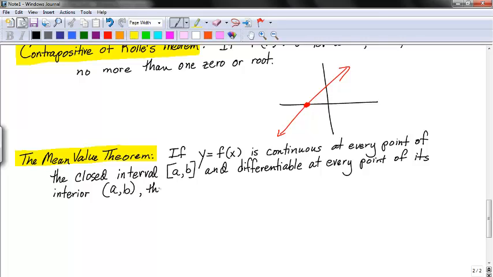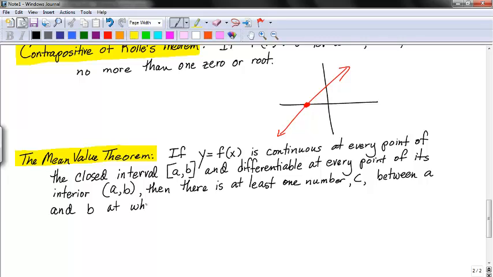Okay. Then there is at least one number C between A and B at which the first derivative at that C equals f of B minus f of A all over B minus A. And what that really is, that is your formula for slope. y sub 2 minus y sub 1 over x sub 2 minus x sub 1. That's what you did in algebra.